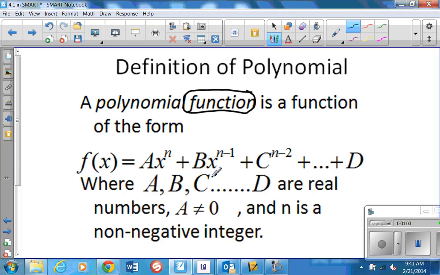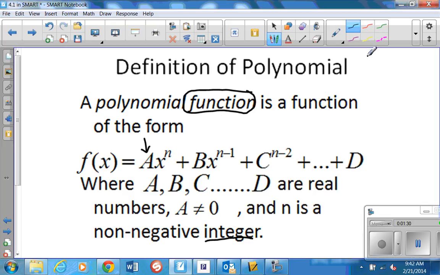A, B, C, and D, any of your coefficients are all real numbers, and your first coefficient right here cannot be 0. And your exponents all have to be non-negative. So in other words, you can't have negative exponents. They also have to be non-negative integers.